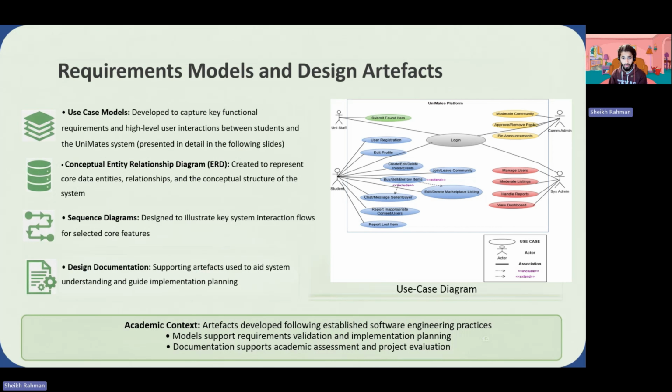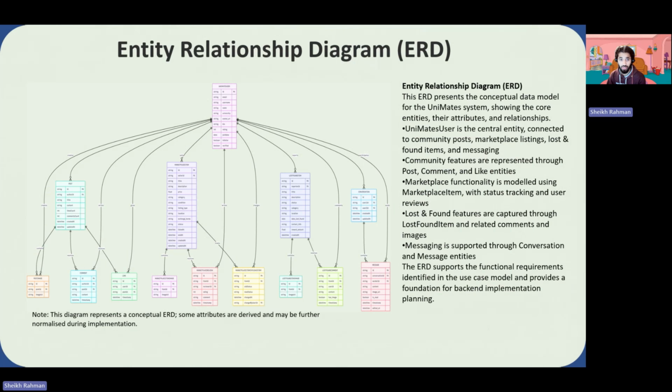Let's talk. I want to talk more about the use case diagram. It includes actions such as user registration, marketplace interaction, community posting, messaging, and lost item reporting. This diagram ensures system features align with user requirements. Okay, now let's move to the next one.